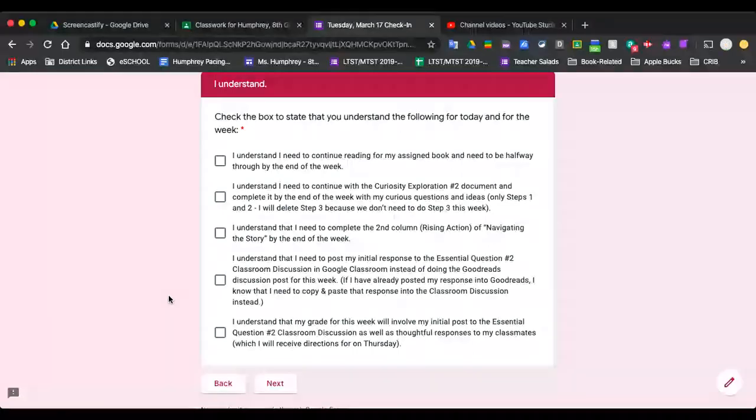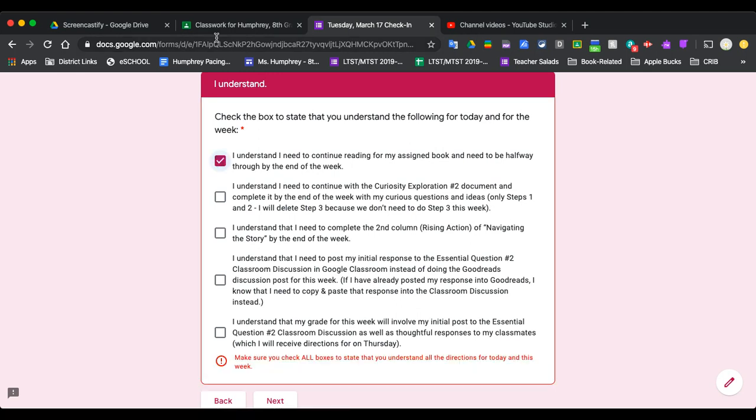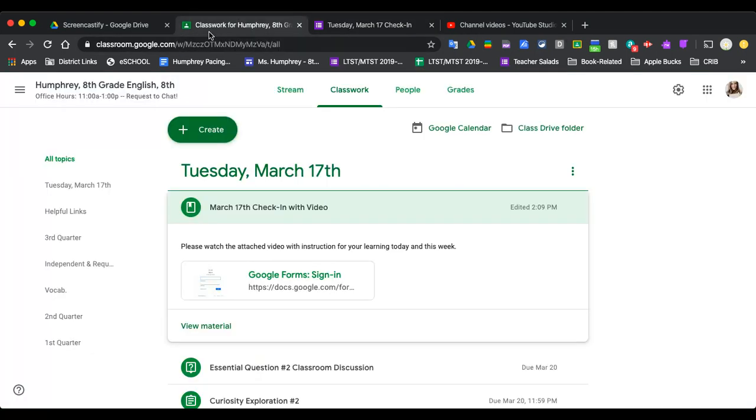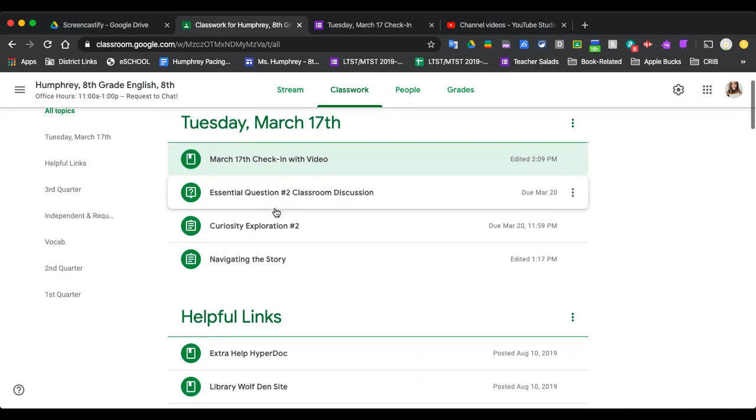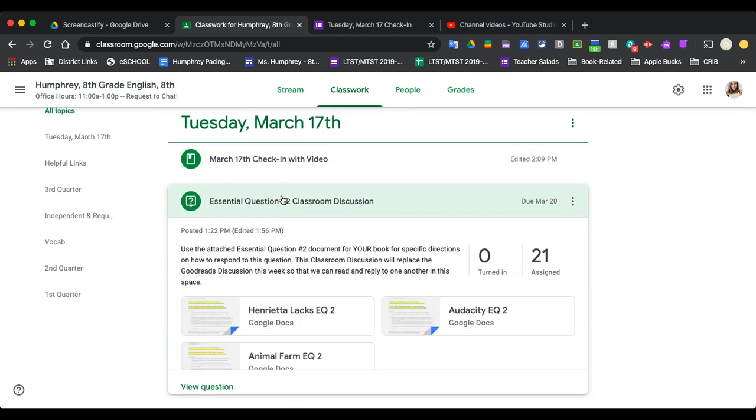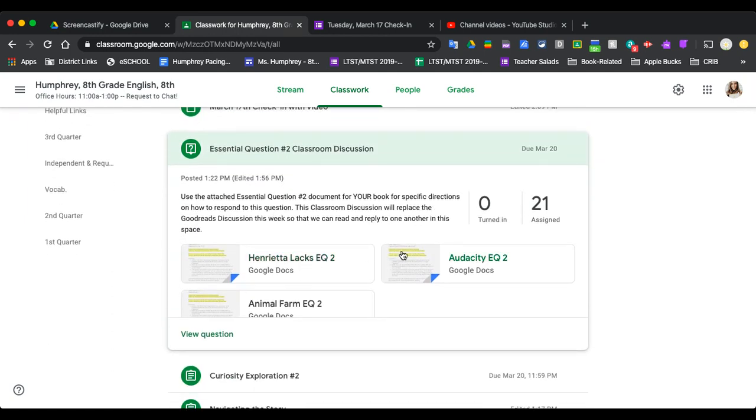So the first thing that it's going to ask is whether or not you understand that you need to continue reading for your assigned book and that you need to be halfway through your book by the end of the week. Hopefully you understand what that means. If you don't, pop over to Classroom. You're going to see under essential question number 2, we have our EQ documents here, which is where you will find how far you need to be in your book.